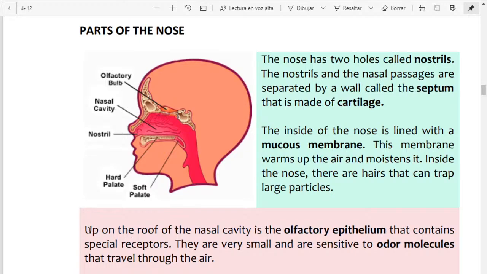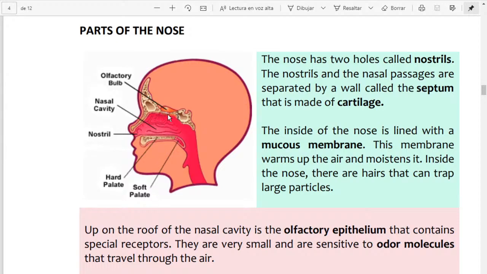Now, last paragraph here. Up on the roof of the nasal cavity is the olfactory epithelium. This part here, but not this part, okay? This part is inside our brain. But this outer part is inside the nose, not the brain, but the nose. Underneath this bone that belongs to the cranium, we have the olfactory epithelium that contains special receptors.